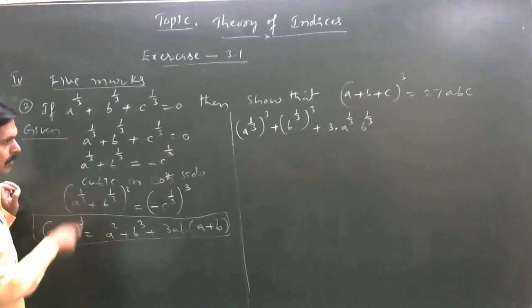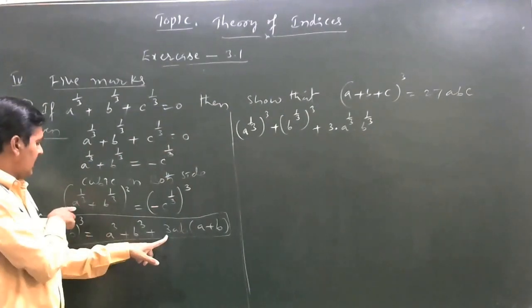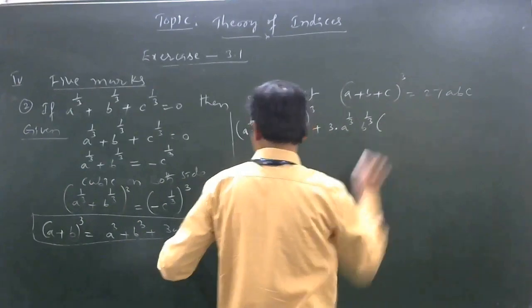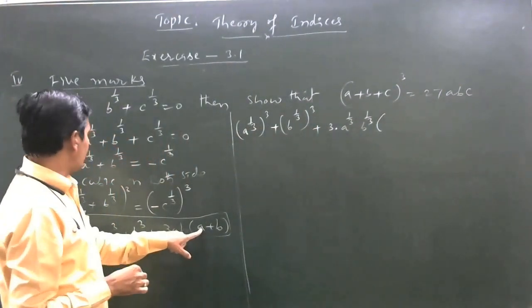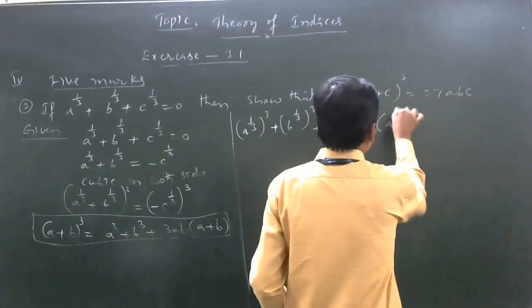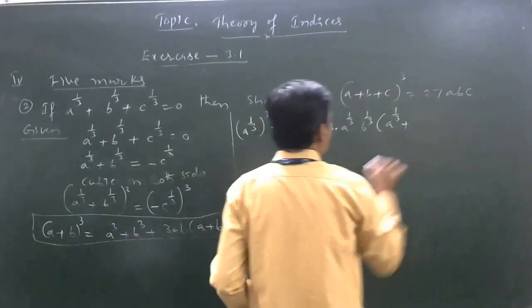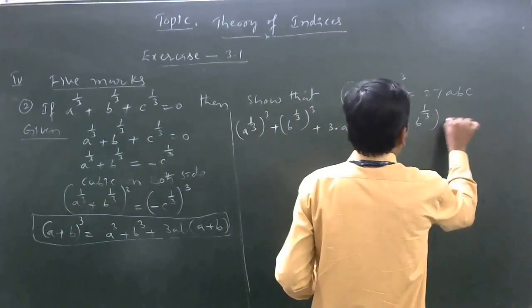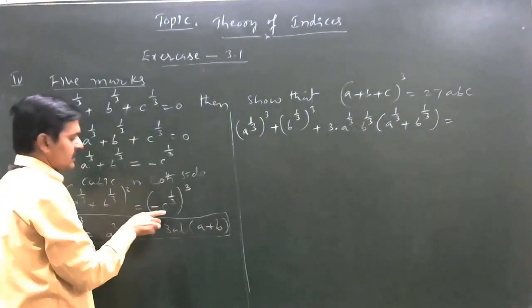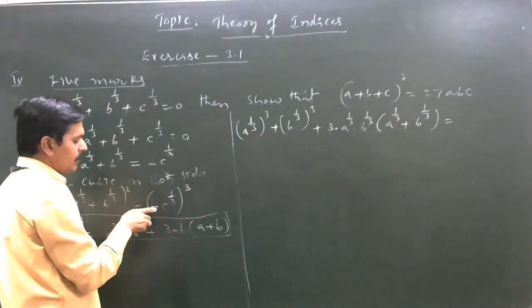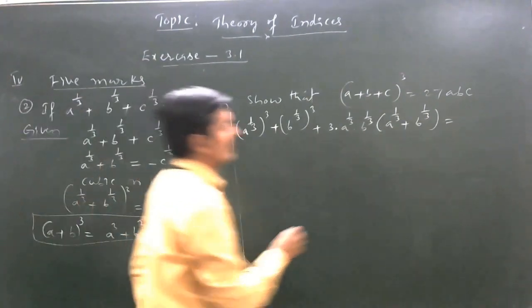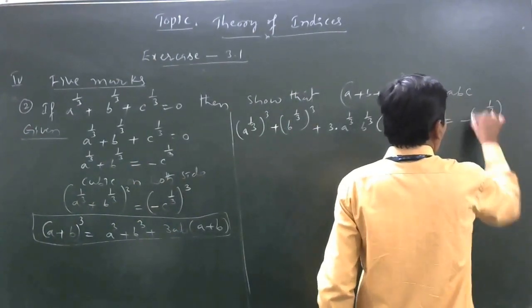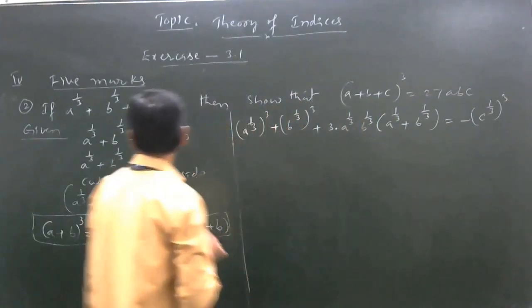Here a plus b whole cube. Here 3 into a, what is a? A power 1 by 3, and b is b power 1 by 3, into a plus b. Here what is the a plus b value? A power 1 by 3 plus b power 1 by 3 is equal to minus c power 1 by 3. Minus c power on odd power of minus becomes minus. Next, c power 1 by 3 whole power 3.